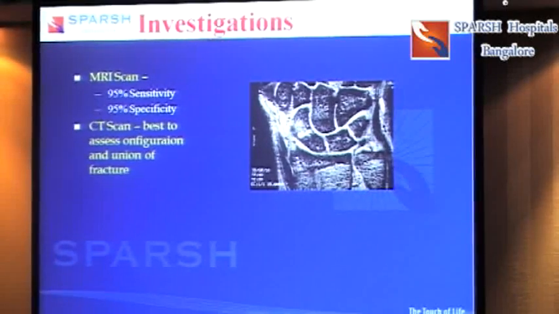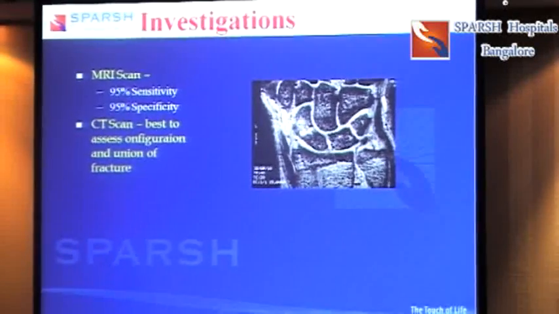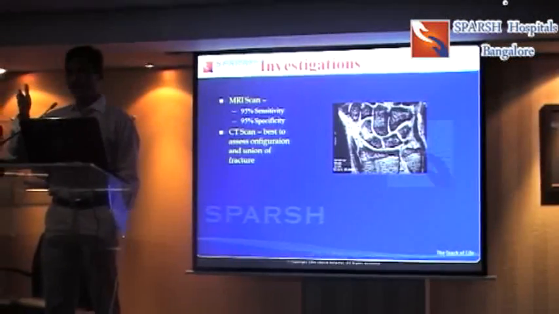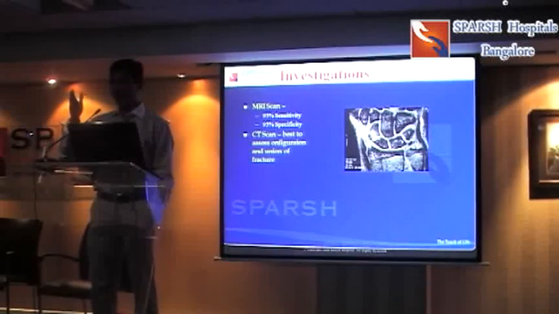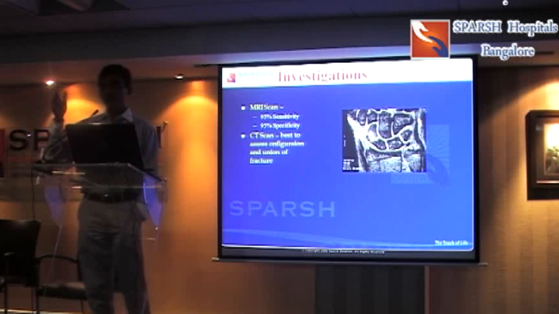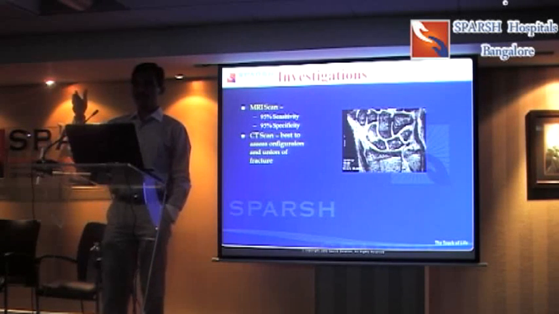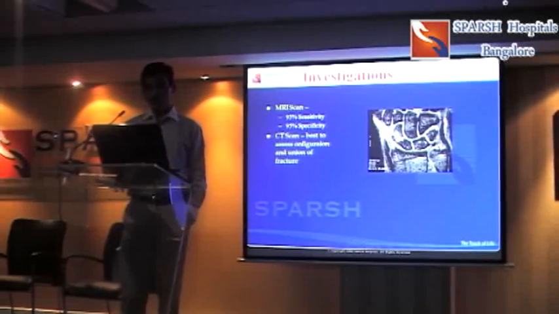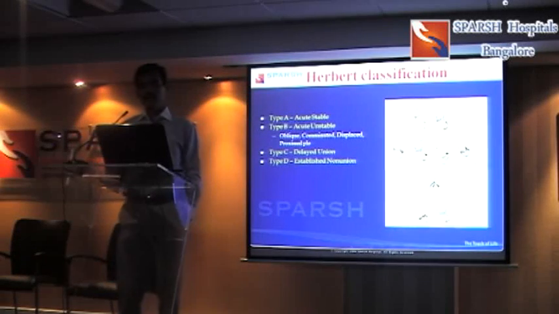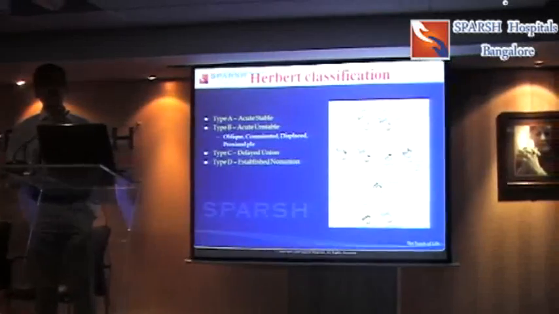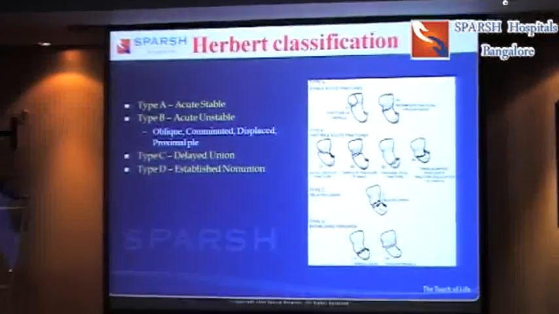What is the fracture configuration? Not a good one, which is a good one? If you have a vertical or oblique fracture, they have a high propensity to get displaced, so they are unstable fractures. So comminuted, vertical, oblique, more than 1 mm displacement, any angulation is not acceptable in a scaphoid fracture. So Herbert classification is actually very simple to remember. A and B are the important ones. C and D: C is delayed union, D is non-union.